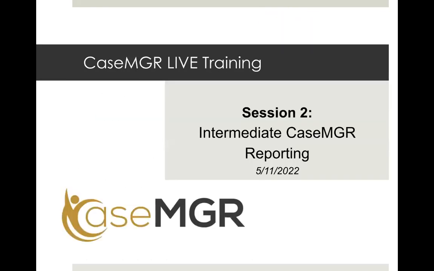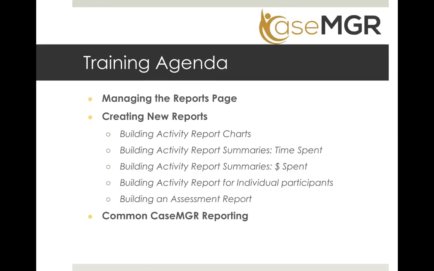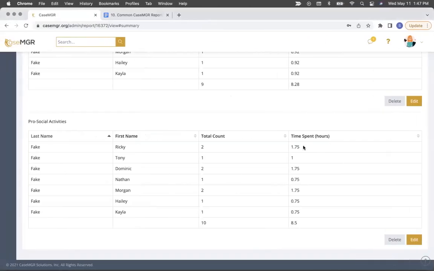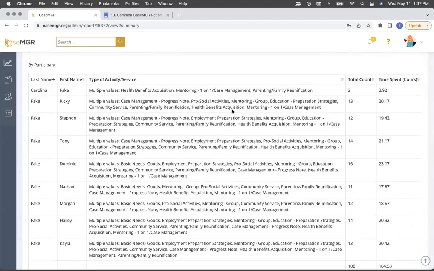So let's go back to the different kinds of reports that we did. So we did activity reports with charts, activity report summary based on time spent, also based on money spent. For both of these, you can do sums and averages. The last one we just went over is activity report for individual participants. The last one to talk about is the assessment report. And this is pretty straightforward as well, just like your other similar reports.